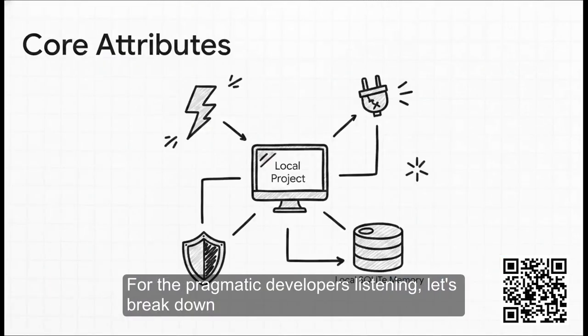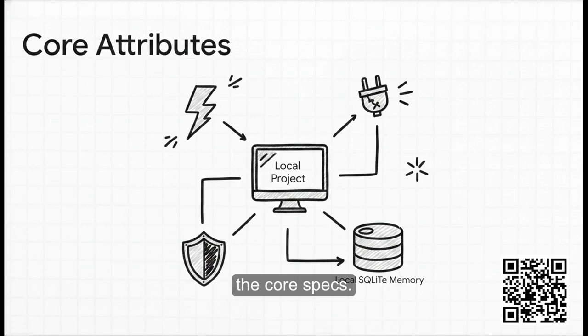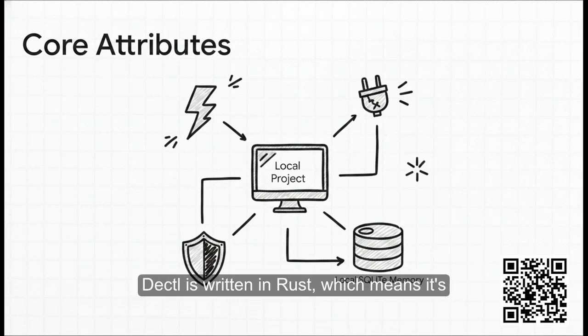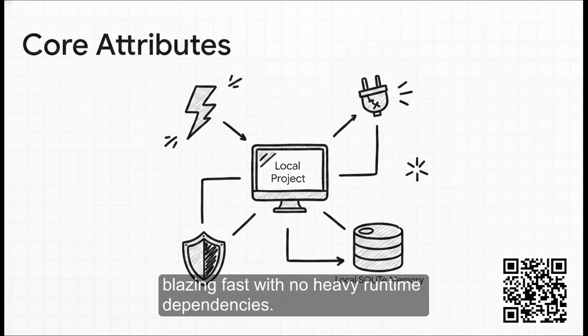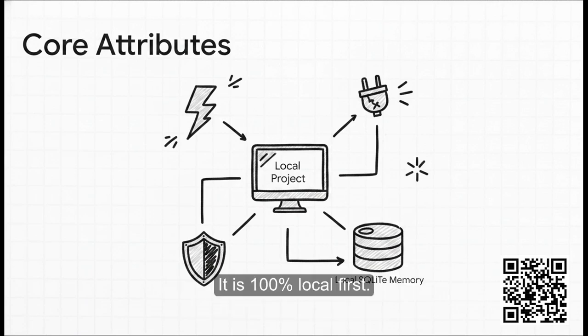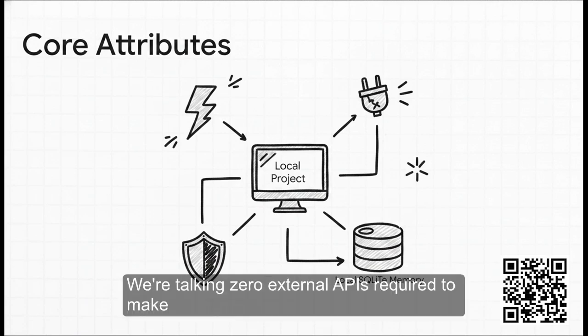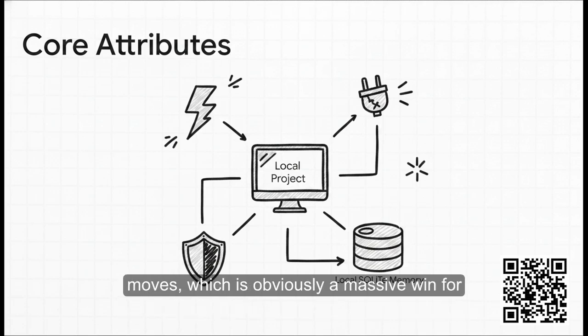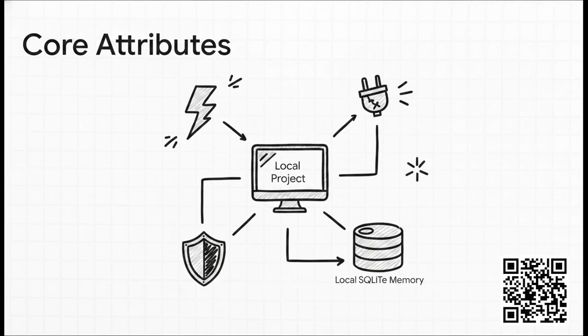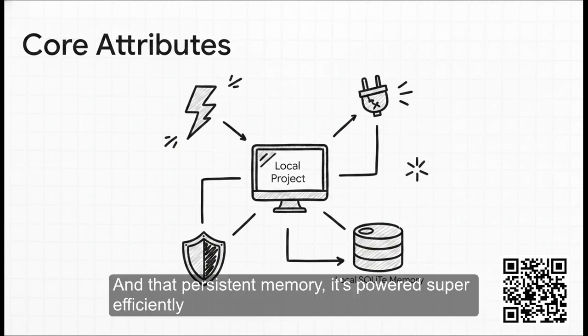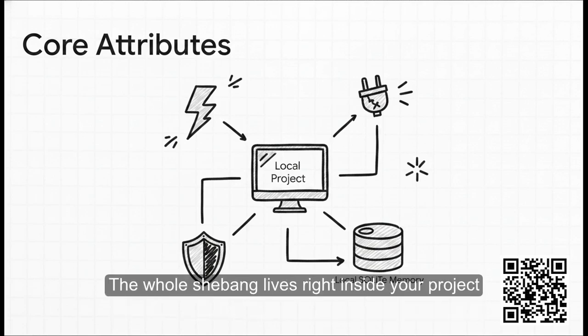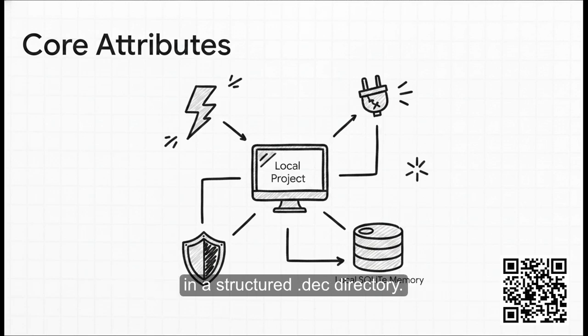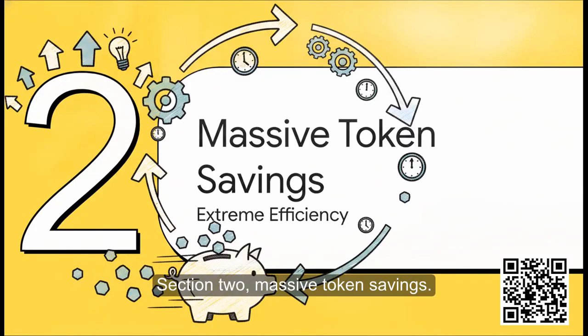For the pragmatic developers listening, let's break down the core specs. Dectl is written in Rust, which means it's blazing fast with no heavy runtime dependencies. It is 100% local first. We're talking 0 external APIs required to make it run, and absolutely 0 telemetry tracking your moves, which is obviously a massive win for privacy. And that persistent memory? It's powered super efficiently by SQLite. The whole shebang lives right inside your project in a structured .decrack directory, so your codebase and its memory stays entirely under your control.